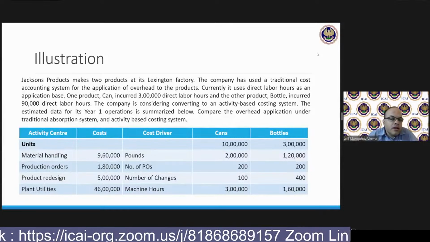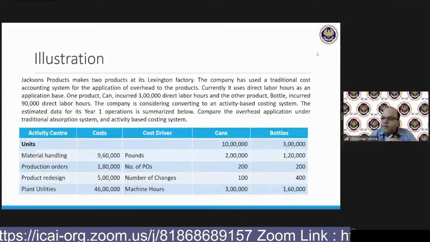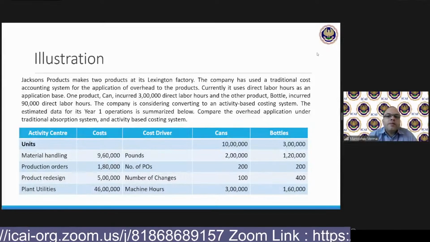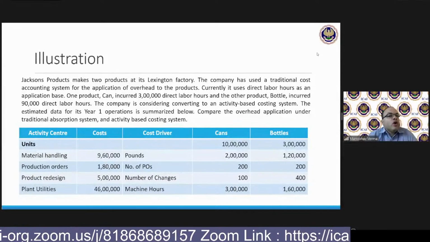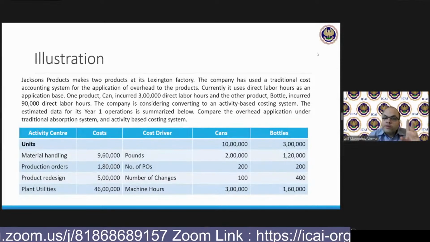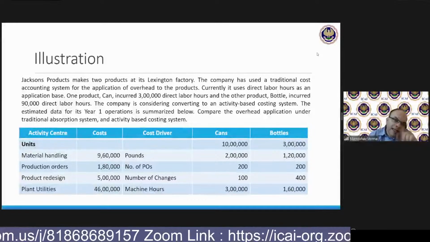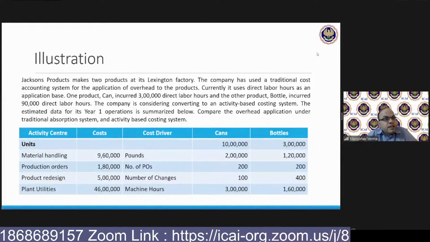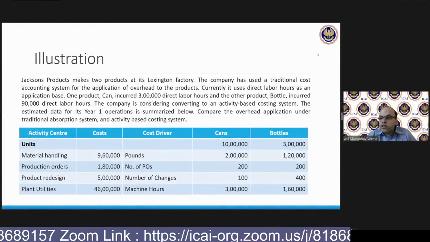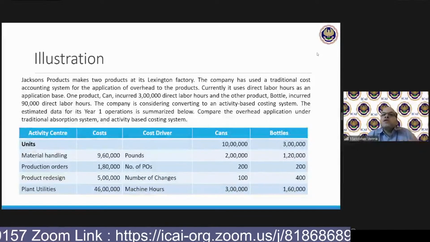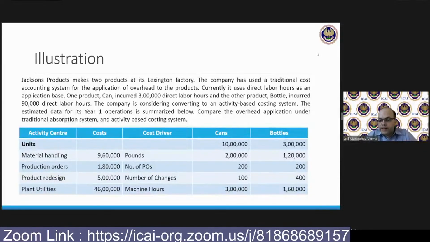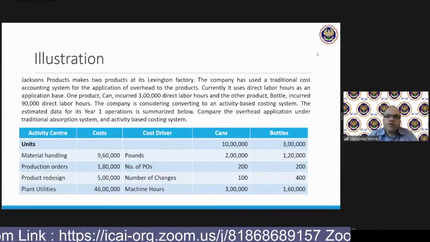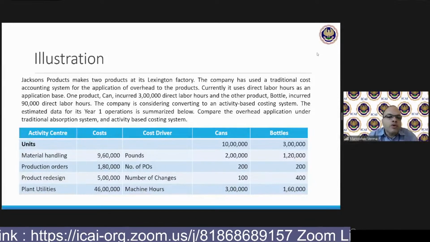So what we'll do is first start solving it using the traditional method. We see what kind of cost is assigned to both these products, cans and bottles. And then we will see, if we follow the activity based costing system, can we get more accurate cost. You will see for yourself. And I will ask you the reasons for the variations later on, guys. So I want everyone to be involved. I want answers.